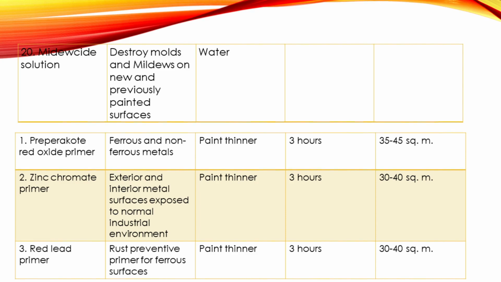So it is used for exterior and interior metal surfaces exposed to normal industrial environment. For thinning, paint thinner is used and allow 3 hours of drying time. It can cover 30 to 40 square meters.